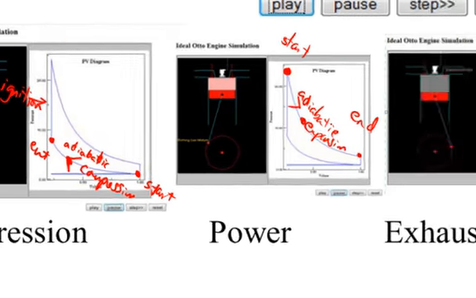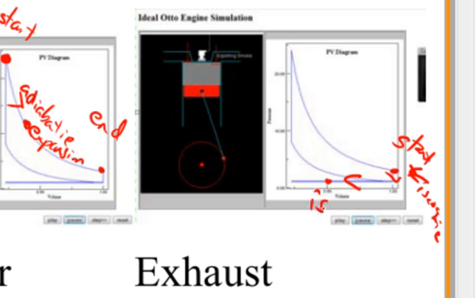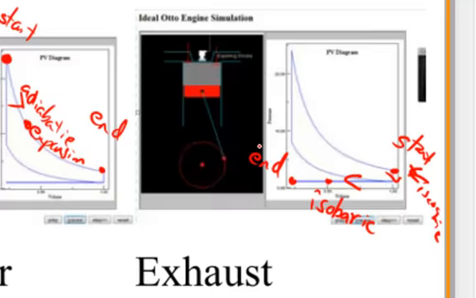That's my power stroke. And then during the exhaust stroke, the exhaust stroke begins here with the exhaust valve opening. Pressure drops all of a sudden, and so the exhaust stroke begins with this isochoric process in which the exhaust valve opens, and then I have an isobaric expulsion of the gas, and that will be the end then of the exhaust stroke.